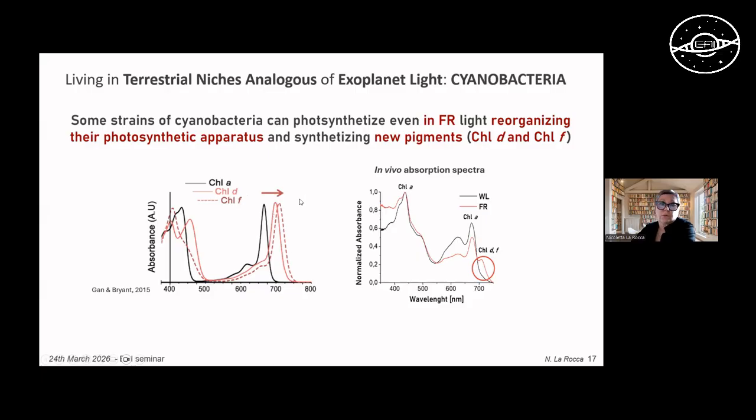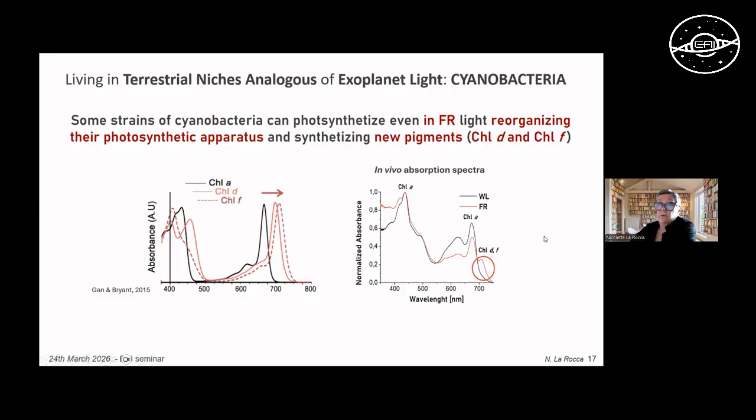When they incorporate this special chlorophyll in their photosystems, in the in vivo absorption spectrum of the cells acclimated to infrared light, we can observe a change in the shape of the different peaks due to the reorganization of the photosynthetic apparatus, and we can observe this shoulder that appears above 700 nanometers, which is due to the incorporation of chlorophyll d and f.